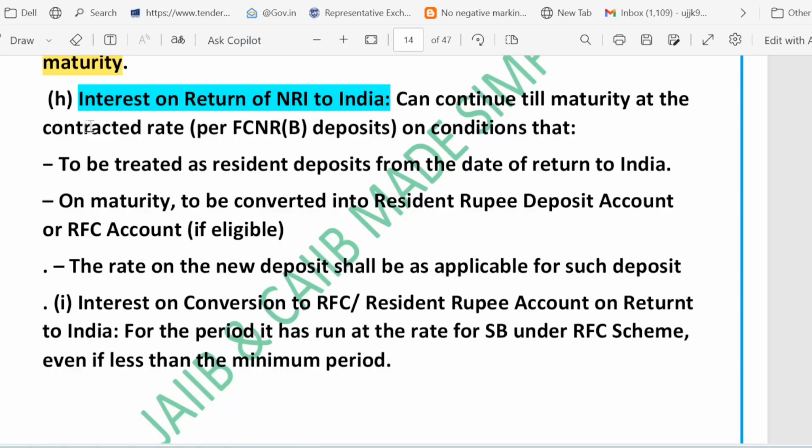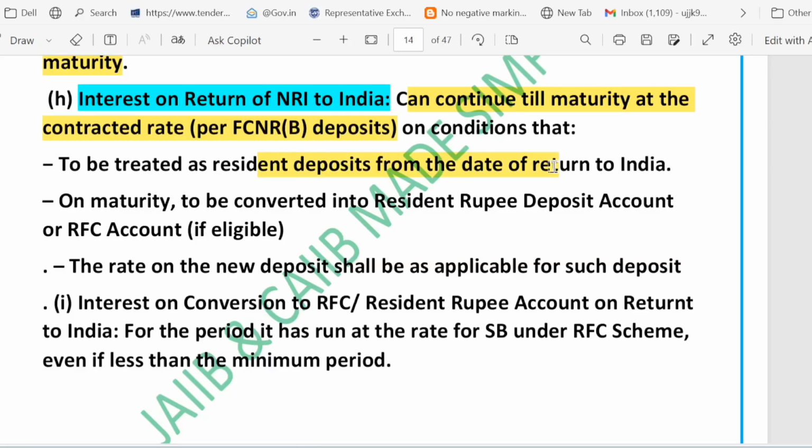Next we have the returning NRI. Can the FCNR deposit keep earning the same rate? What do you think? If an NRI comes back to India, the existing FCNR(B) deposit can continue to earn the contracted rate until maturity. But there are conditions: the deposit is treated as a resident deposit from the date of return. So you have to treat the deposit as a resident deposit from the date of return to India.